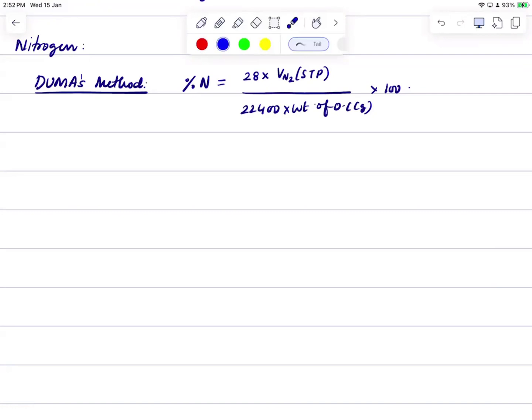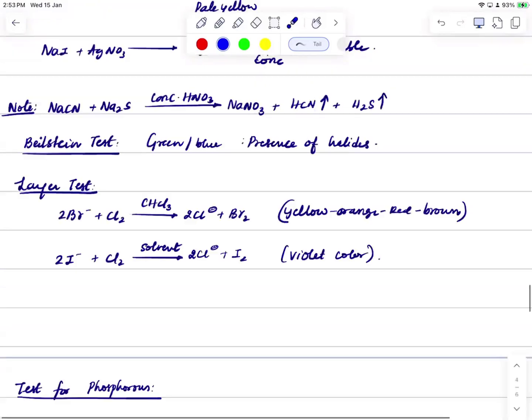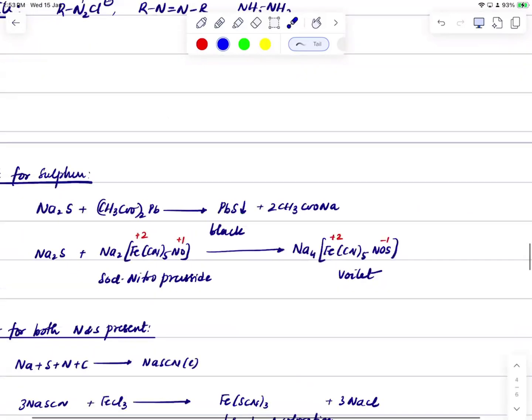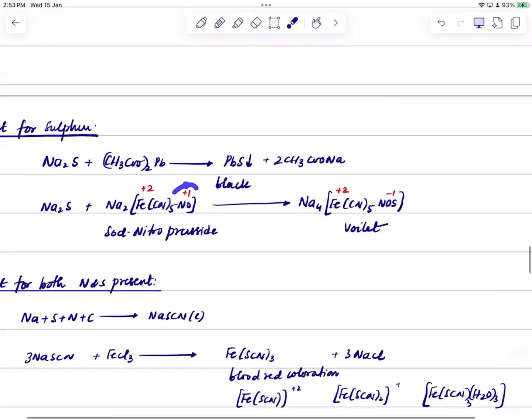Sir, above NO is -1, then iron oxidation state of +2 is not matching. Above, NO is not -1, beta, +1. NO we discussed here, see, +1. NO is +1, NOS is -1. Okay, Avira, clear?